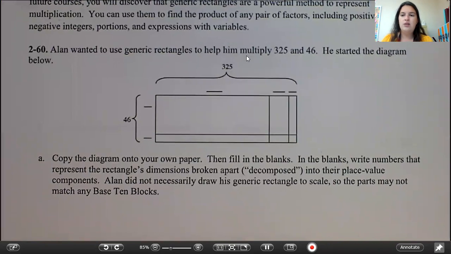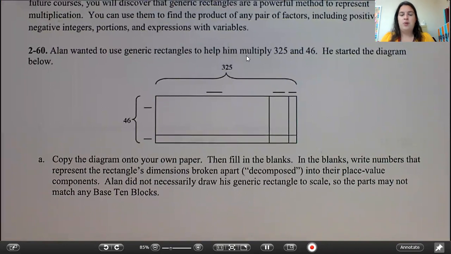So I want you to try this on your own. So go ahead, pause the video, and try to just do part A. Okay, if you're back with me, that means you have attempted part A, so we're going to go over it together as a class now.